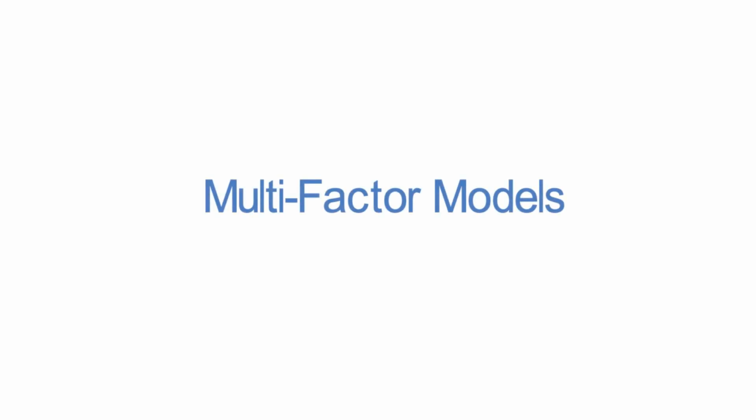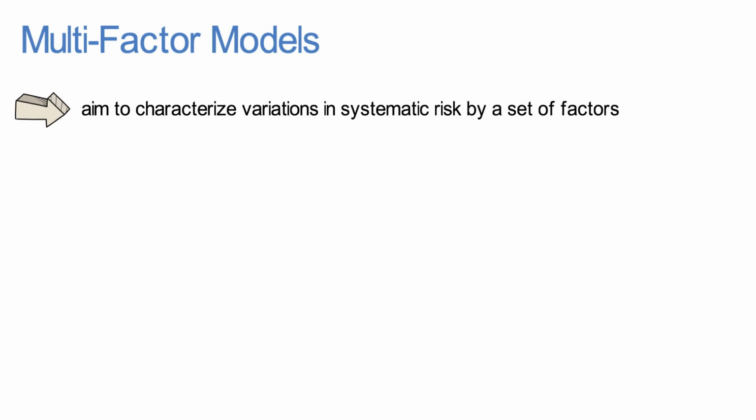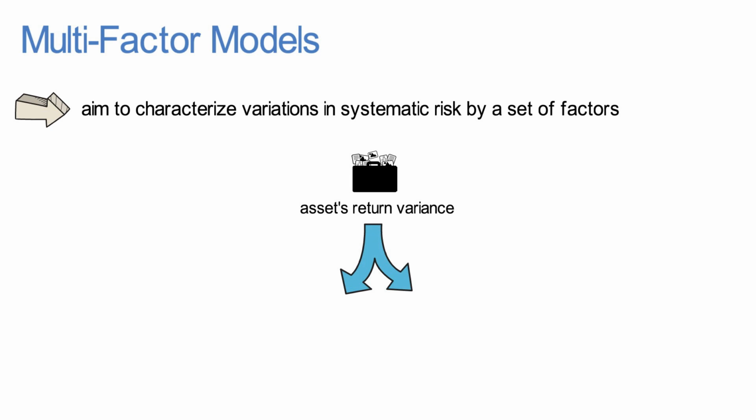Now this video provides you a short introduction into multi-factor models. So in general, factor models aim to characterize variations in systematic risk by a set of factors. So remember from the CAPM or the single index model that an asset's return variance is made up of two components, a systematic component and an asset-specific component.